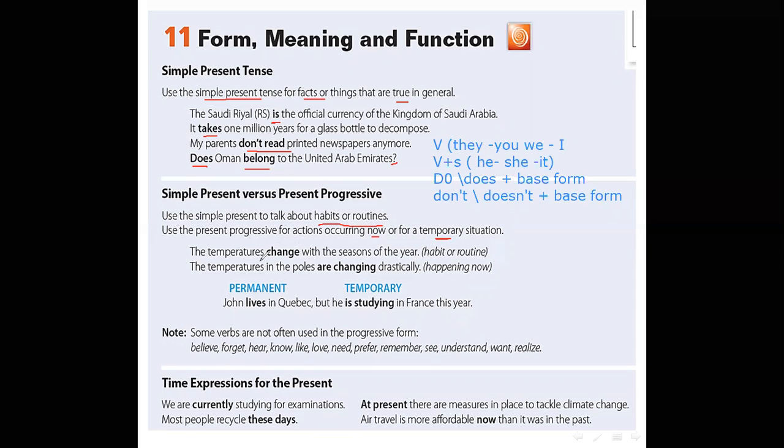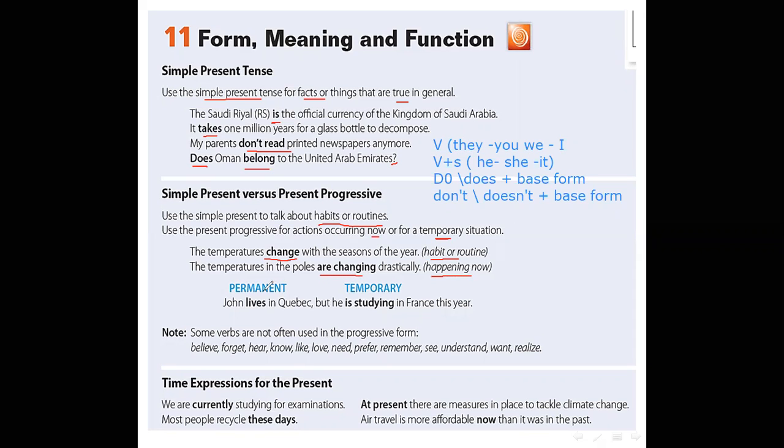For example, the temperatures change with the seasons of the year. It's a habit or routine. It's a fact, so we use simple present, the verb in the base form. What about the next example? The temperatures in the poles are changing drastically. It's happening now, so we use present progressive, verb to be plus ing.